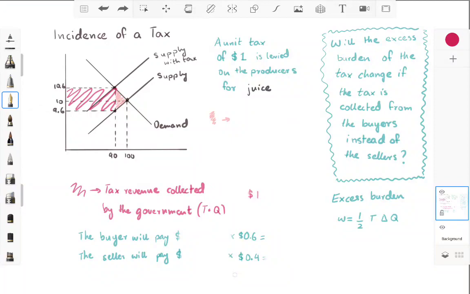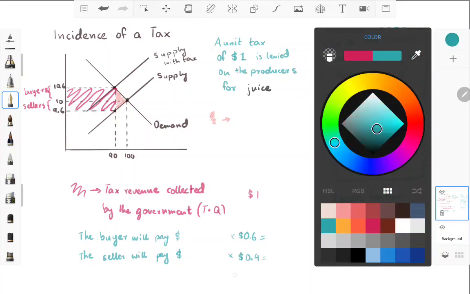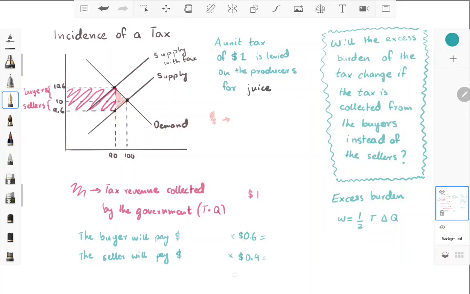To start off, we look at a unit tax of $1 that is levied on the producers for juice. And so will the current price be raised by $1? And we see that this is not actually the case. Consumers as well as producers both share part of the tax. And here in this case, we see that sellers share this part, while the buyers end up paying this part. And so this amounts to the buyers paying 0.6 and the sellers paying 0.4.